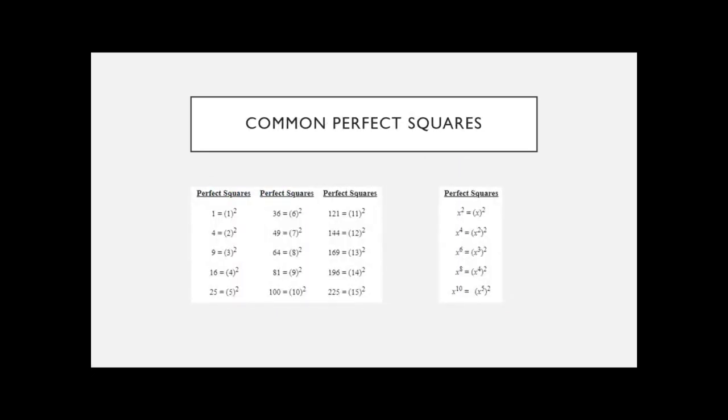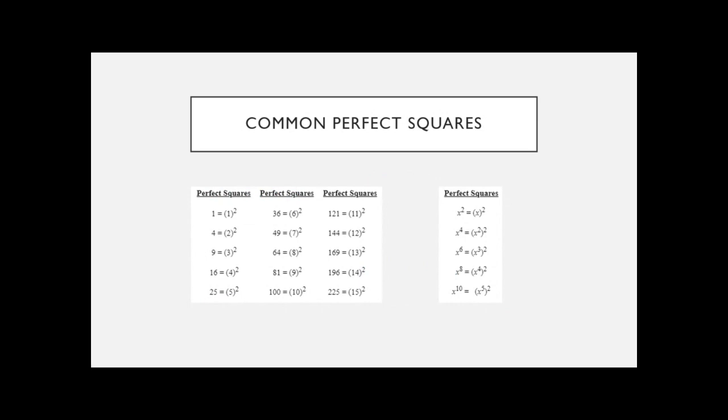So I have a list here of the common perfect squares. We've got the numbers on the left, and on the right, the variable version of it. So 1, 4, 9, 16, 25. Basically, if you know your multiplication tables, you know your perfect squares. I have all of the perfect squares on this list memorized except for 14 squared.